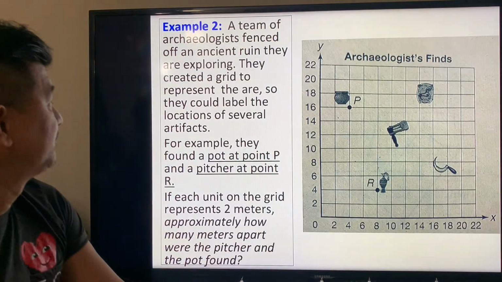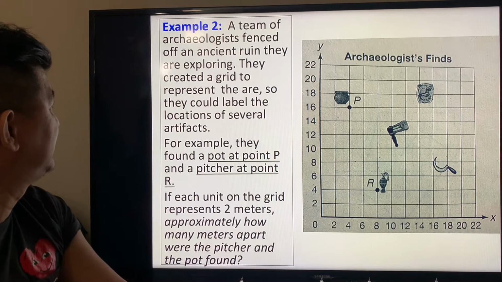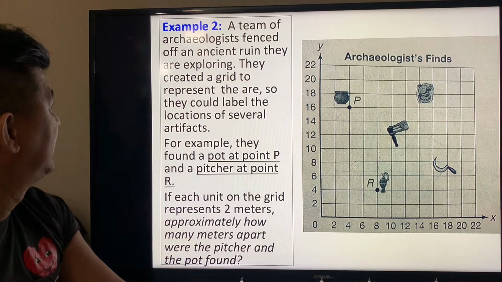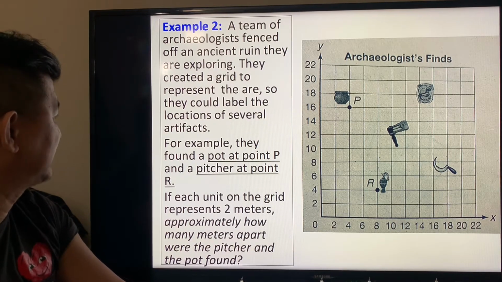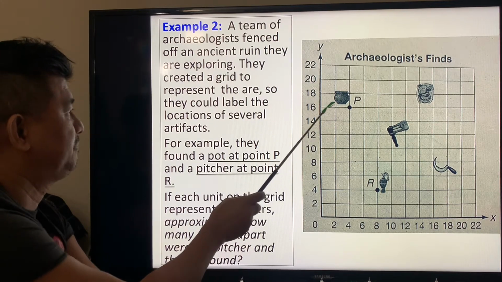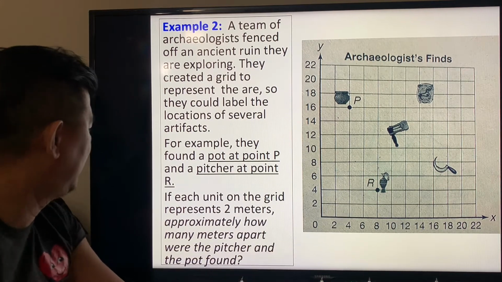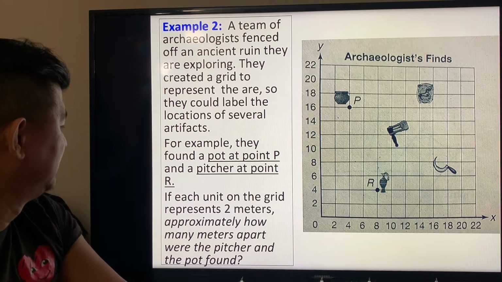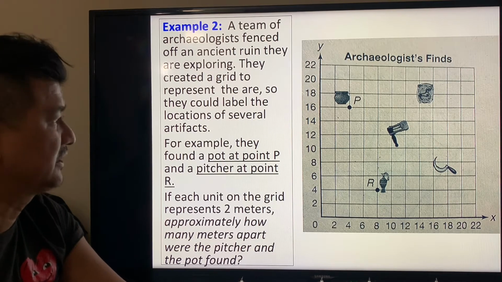Problem number 2. A team of archaeologists fence off an ancient ruin they are exploring. They created a grid to represent it so they could label the locations of several artifacts. For example, they found a pot. This is a pot at point P. They found a picture at point R. Each unit on the grid represents 2 meters. Approximately how many meters apart were the picture and the pot found?